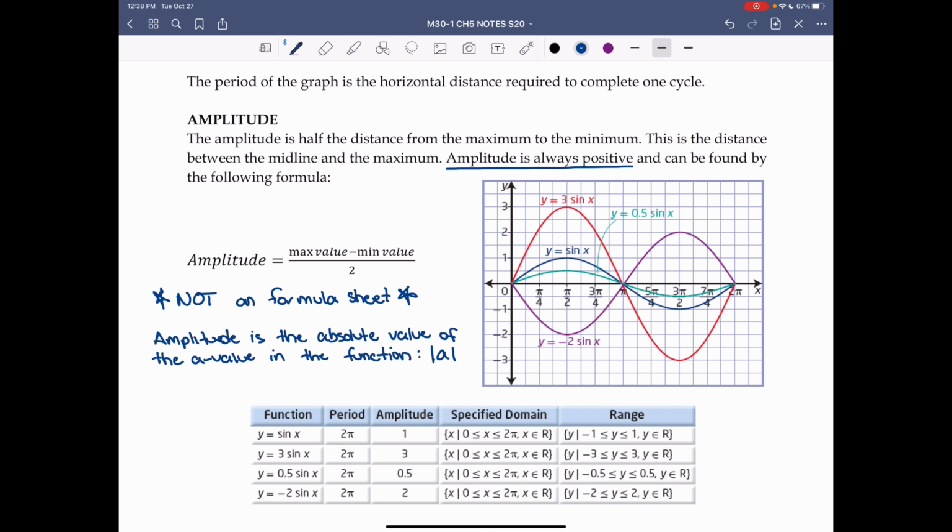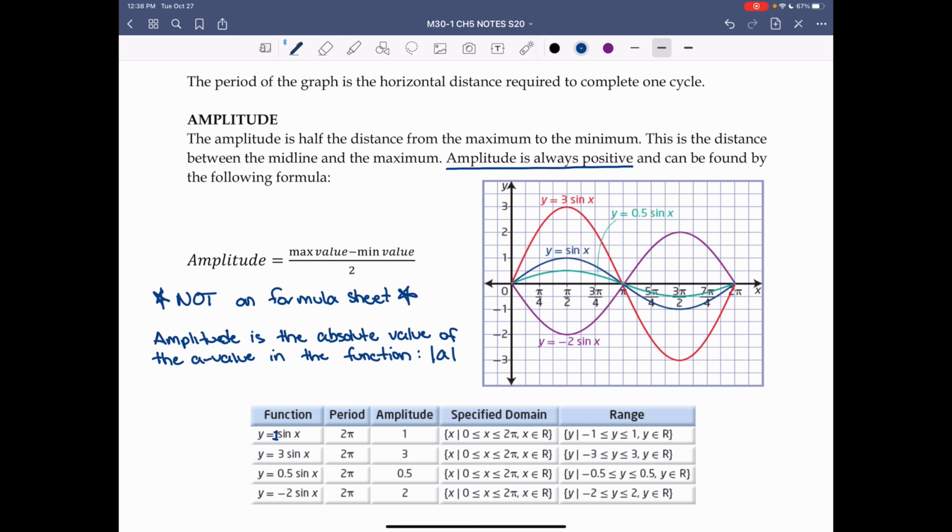Let's look at this table. We have the function y equals sine x. The period is 2 pi. The amplitude is 1, which is our a value. We would have 1 sine x. The specified domain in this case is between 0 and 2 pi. And the range is from -1 to 1.